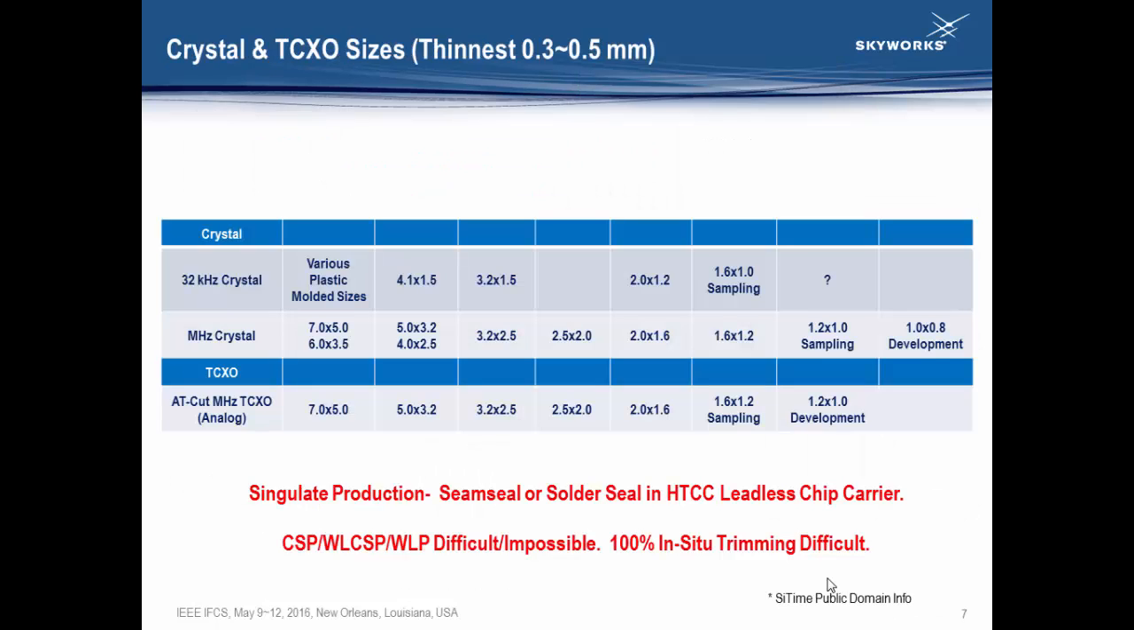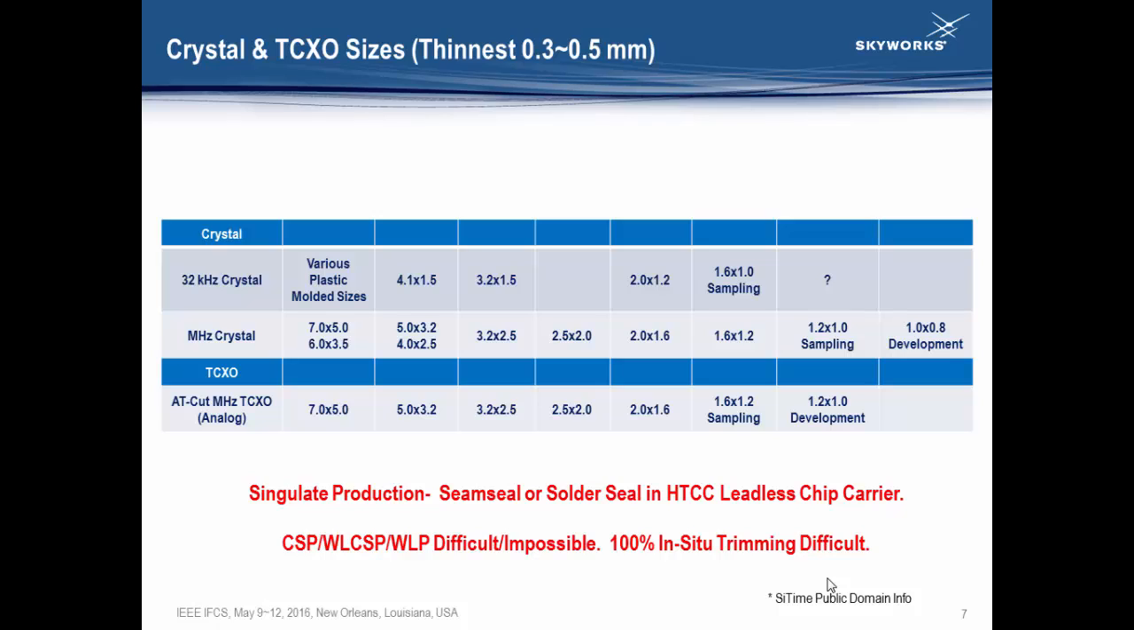This is a table listing the small size Kilos crystals, Megas crystals, and TCXO available in the market now. You can see that those right before the sampling are in mass production now. There are 32 Kilos crystals. Mass production is 2 by 1.2. People are sampling 1.6 by 1.